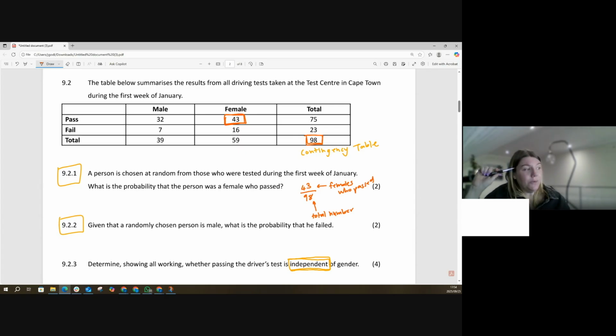Okay, 9.2.2. Given that a randomly chosen person is male, what is the probability that he failed? So now we're only looking at males because they've told us that the person is male. What is the probability that he failed? That's going to be this one over here. So we're going to say 7 out of 39. So that is our males who failed, and 39 is the males total.